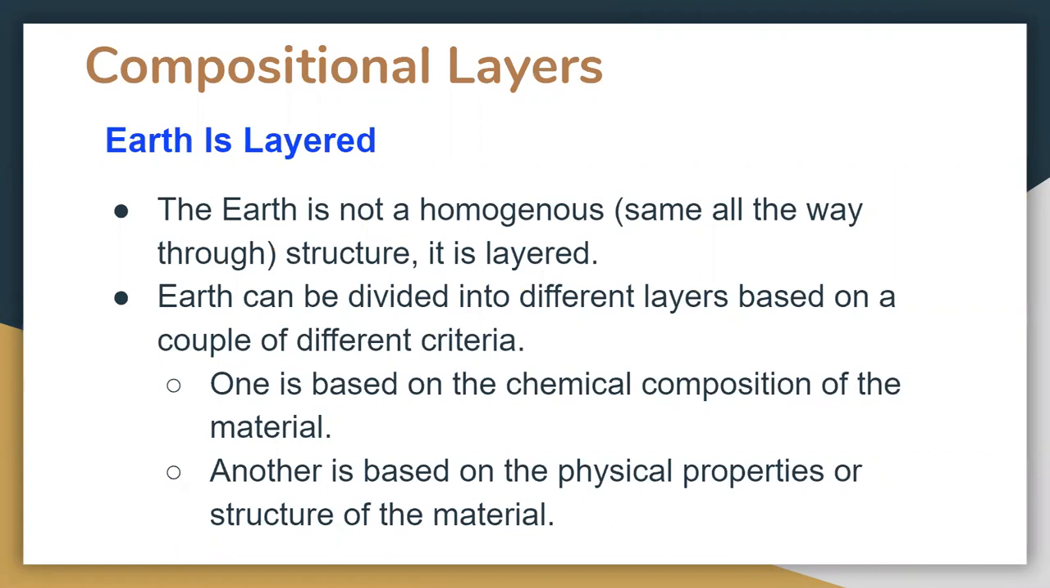Earth can be divided into different layers based on a couple of different criteria. One criteria is based on the chemical composition of the material, so what each layer is made out of. And another way to divide up the Earth's layers is based on the physical properties or the structure of the material.